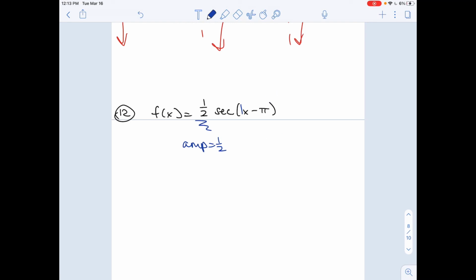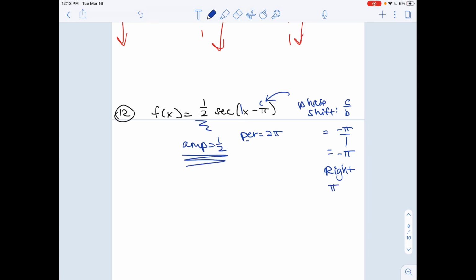And then here, this value of c, that's our phase shift. So for our phase shift, remember that it's c over b, which in this case is negative pi over 1, which is negative pi. When it's negative, it's really moving to the right by pi. So our amplitude is 1/2, the period stays the same at 2 pi, and we're shifting everything over by pi. So let's set up our graph.